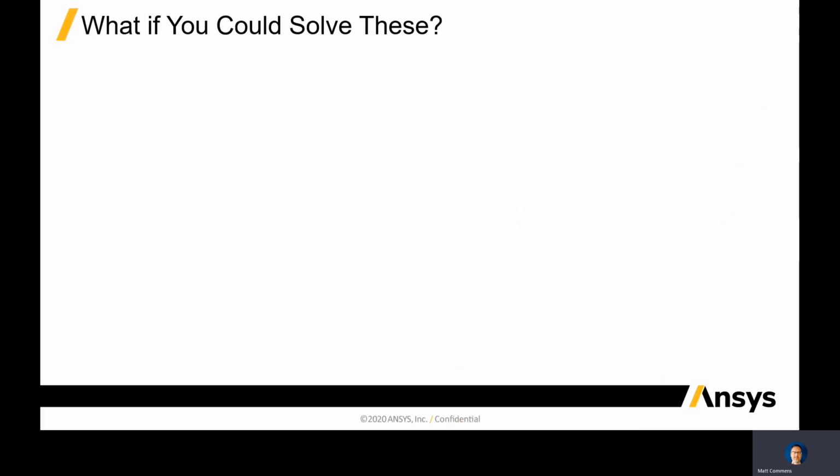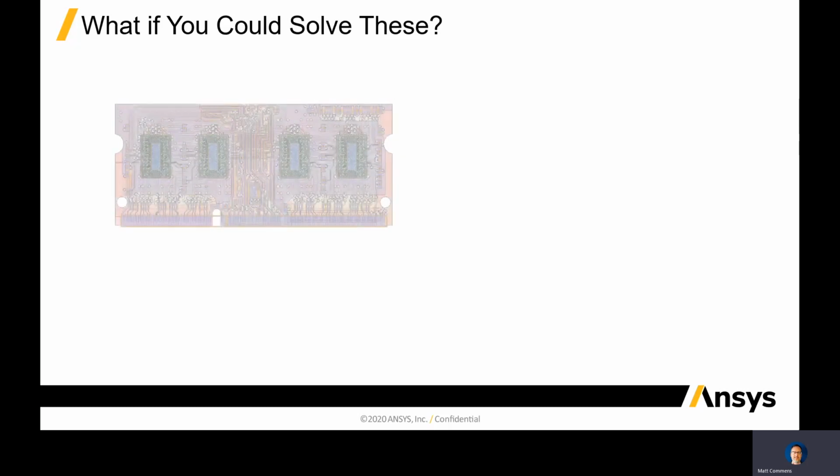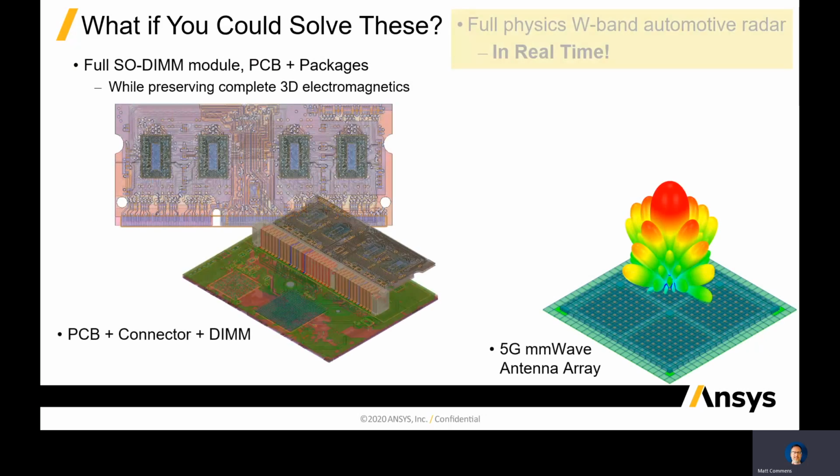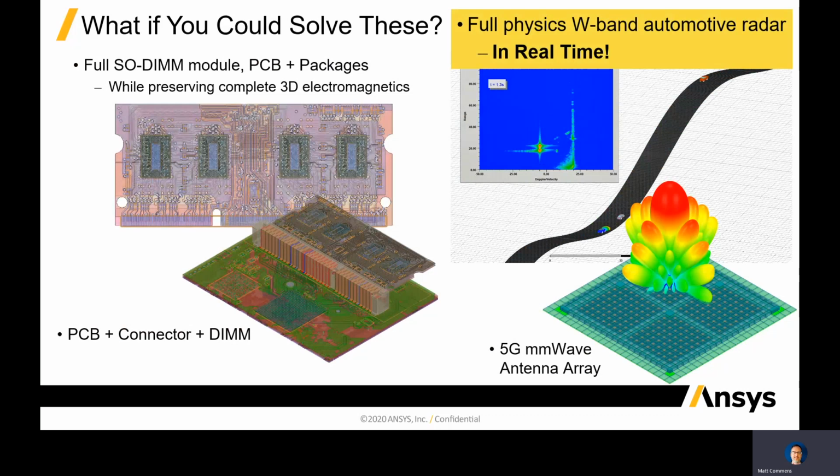And I'll begin today's presentation by posing a question. What if you could solve these? What if you could solve complex models like this DIMM module with PCB plus 8 packages, all while preserving complete 3D electromagnetics, or a 256-element 5G millimeter wave antenna array, or a PCB plus connector plus DIMM, again, with complete 3D electromagnetics with HFSS. Or imagine you want to solve full physics models of a W-band automotive radar, including a range Doppler output, and possibly even in real time at 30 frames per second. Well, this is all possible with HFSS and Ansys HPC technologies.